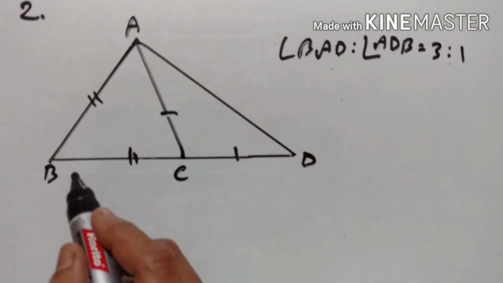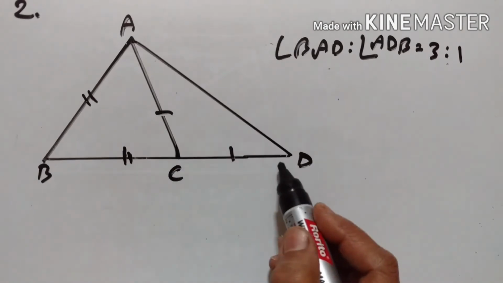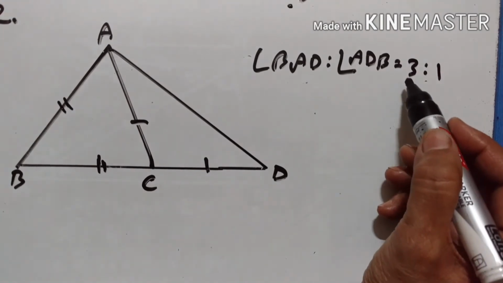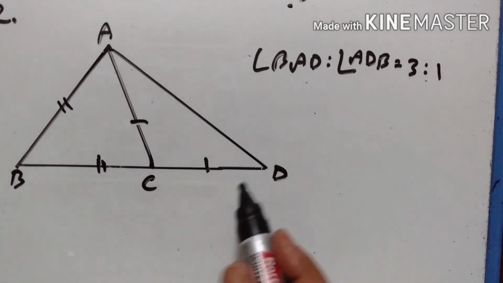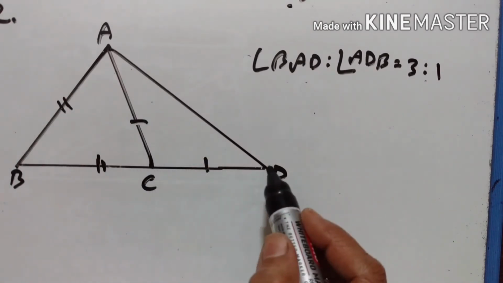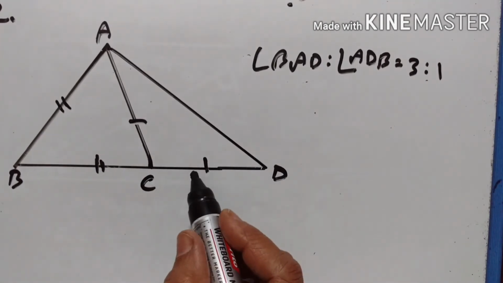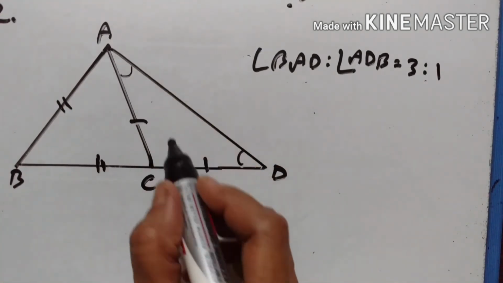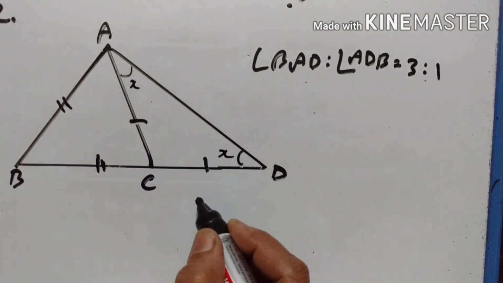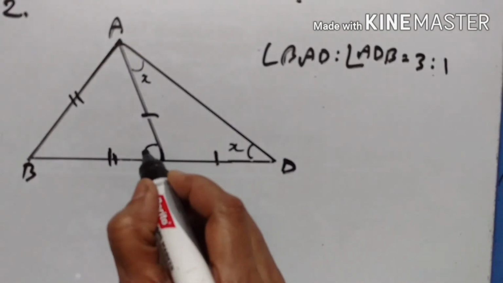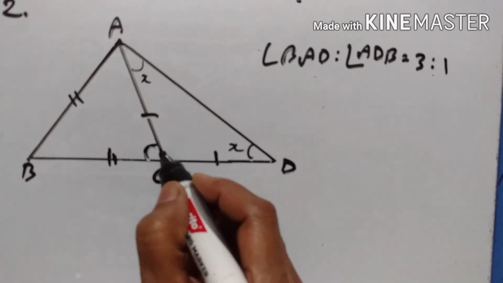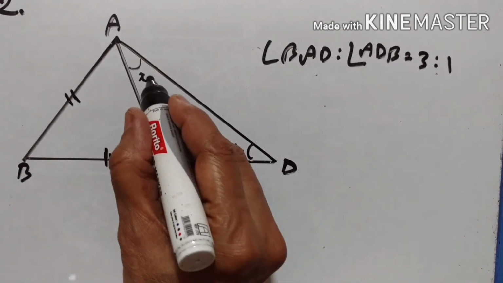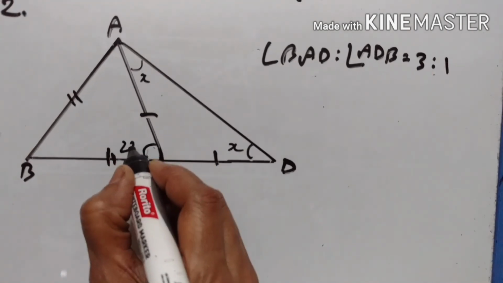It is given that AB is equal to BC and AC is equal to CD. We have to prove that angle BAD to angle ADB is equal to 3:1. In triangle ACD, CA is equal to CD. Therefore, the base angles, angle CAD and angle CDA are equal. Let them be X and X. Angle ACB is the exterior angle of triangle ACD. Therefore, exterior angle is equal to the sum of the interior opposite angles. So X plus X is equal to 2X.